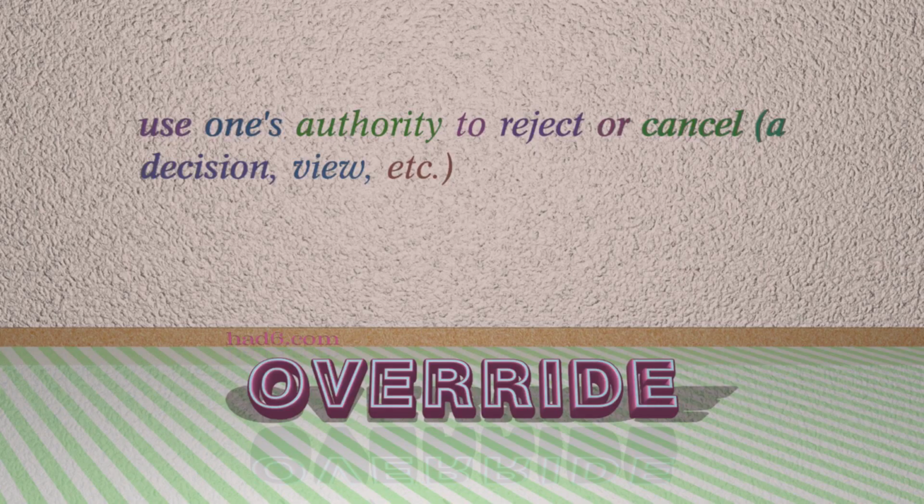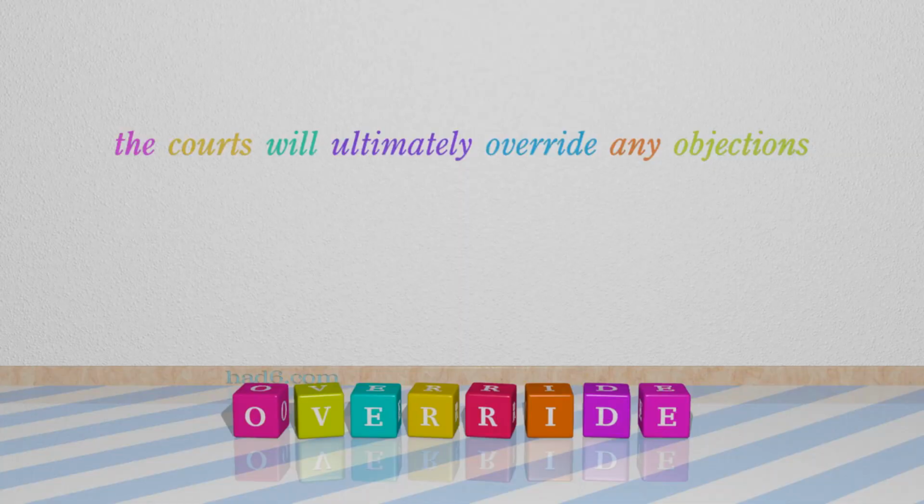Number 5. Override, which means use one's authority to reject or cancel a decision, view, etc. Override. For example, the courts will ultimately override any objections.